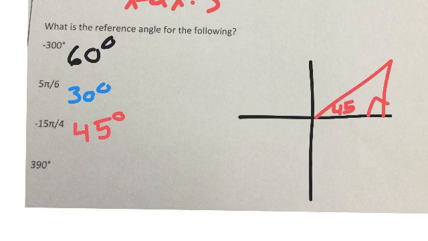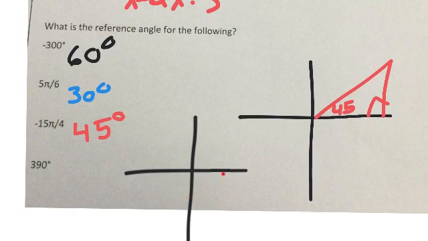And the last one here is a 390-degree rotation. So again, 360 would put us all the way back to here for a full revolution. So I would need to go another 30 degrees to get to 390, which means my central angle is a 30-degree angle. So my reference angle is 30 degrees.